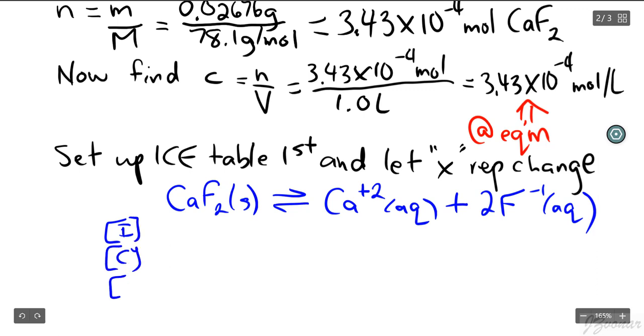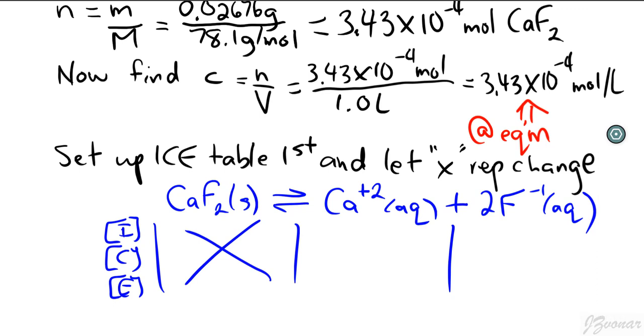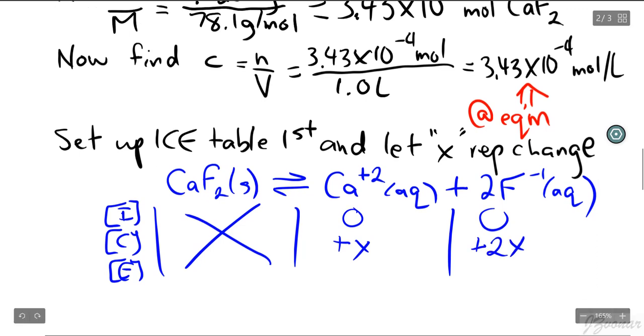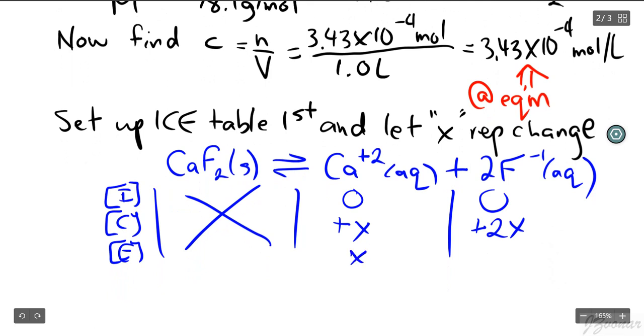So we're going to set up our acronym ICE. Now, because this is a solid, we do not incorporate it. Remember, my calcium fluoride solid is incorporated into my Ksp value, so we do not include that in our ICE table. We start off with no ions of both calcium and fluoride ions, and the change is we increase it with plus x, and here we increase it with the factor of plus 2x. So 0 plus x is x, and 0 plus 2x is 2x.